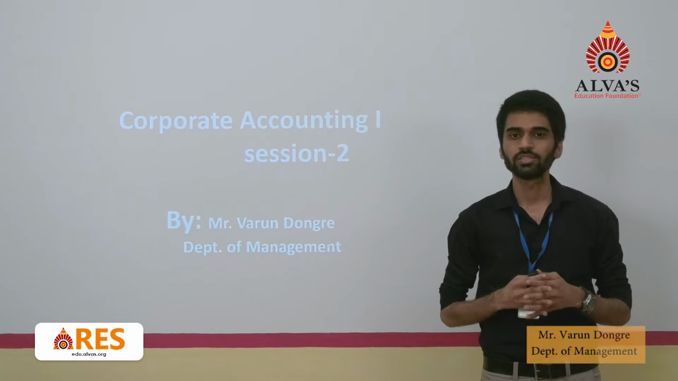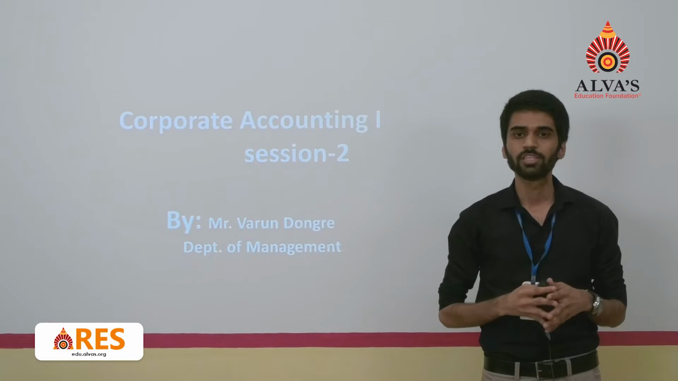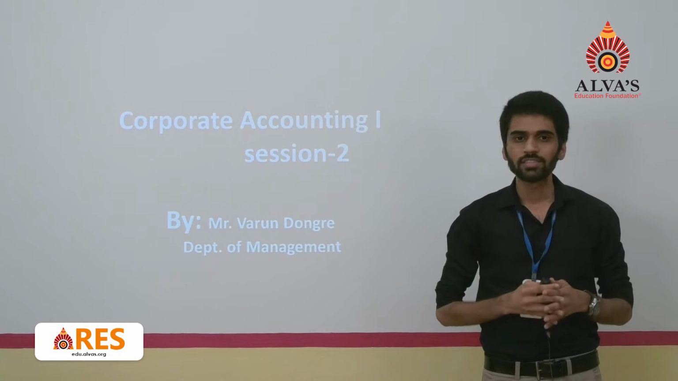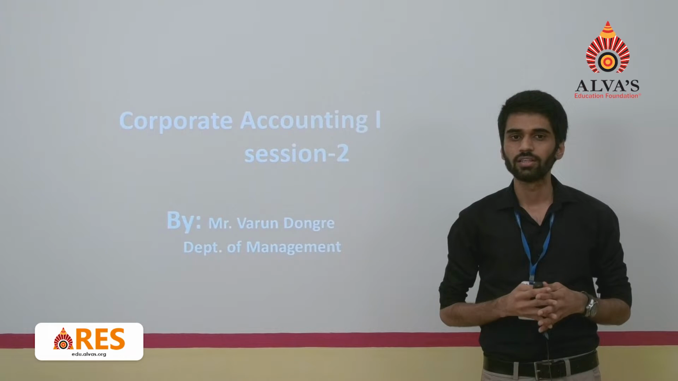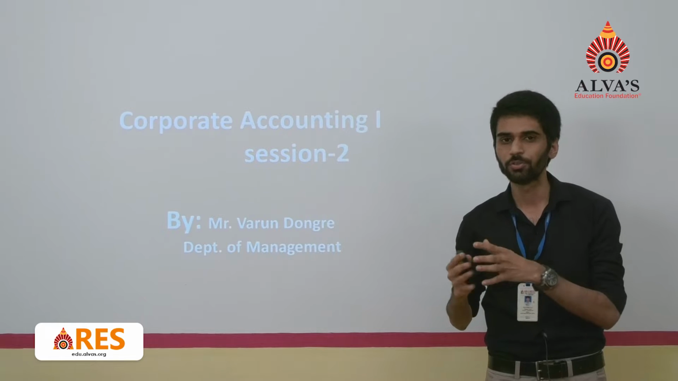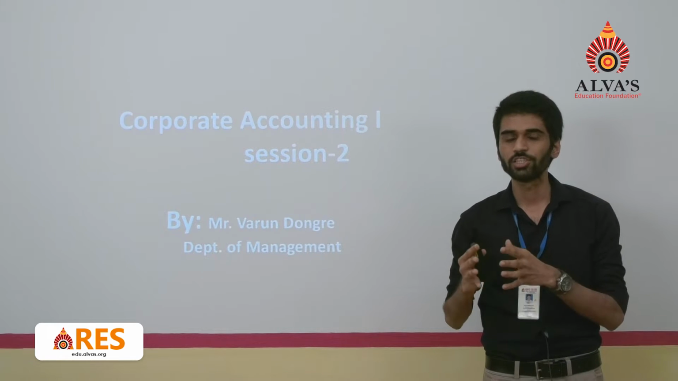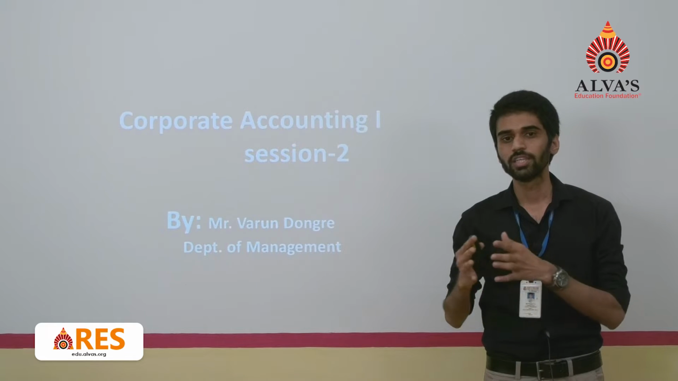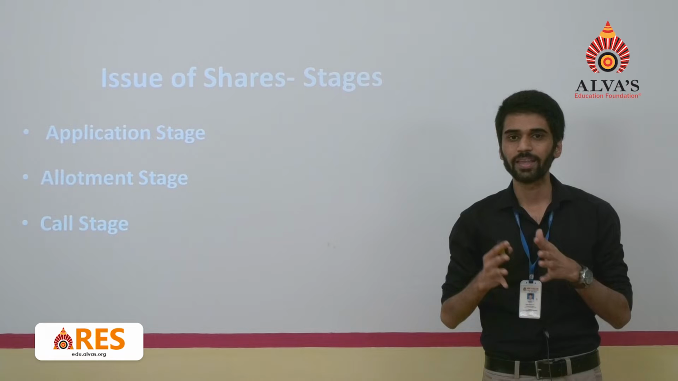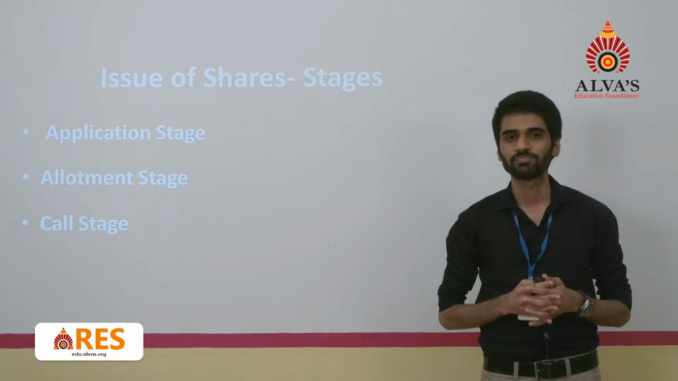This is our session number 2 where we are going to discuss the various journal entries we are going to pass at the time of issue of shares. As you know, the subscriber of the share capital, in order to pay the capital to the company, is given 3 to 4 installments. So the money is collected from the subscriber of the share capital by giving 3 to 4 installments. Those installments are called the application stage, allotment stage and call stage.